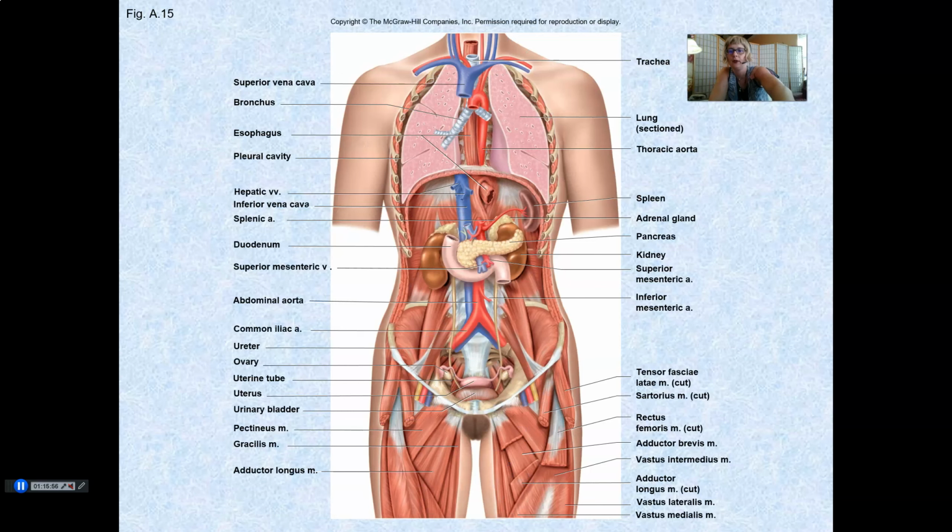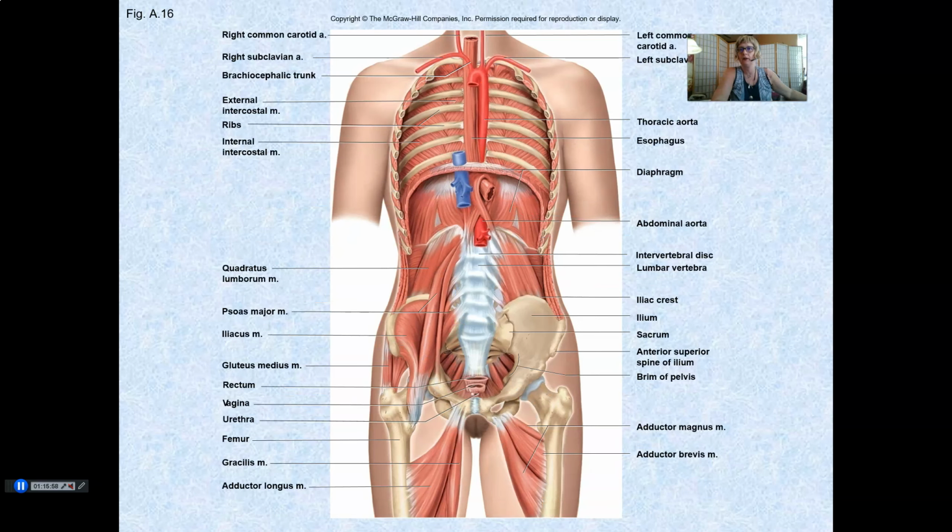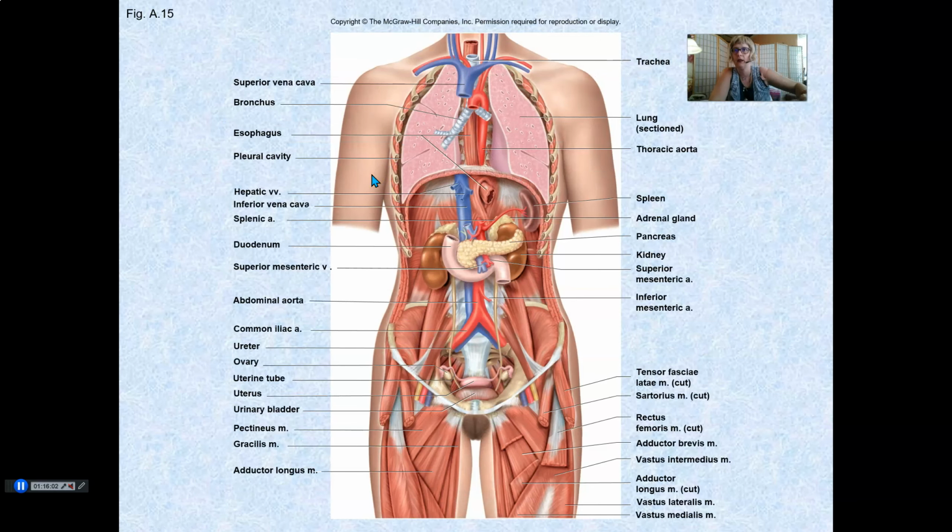Moving on, more of the same. This is where I can really show you the pancreas. There's the pancreas. If you take the stomach out, you're going to see the pancreas.